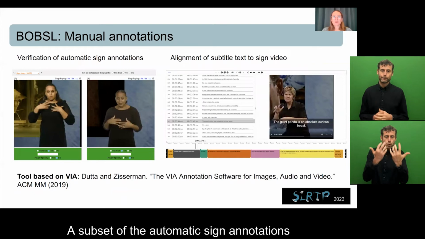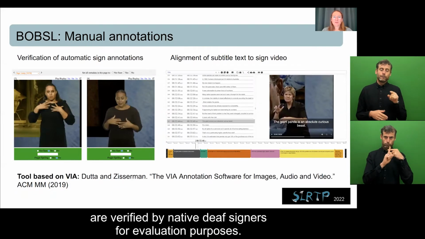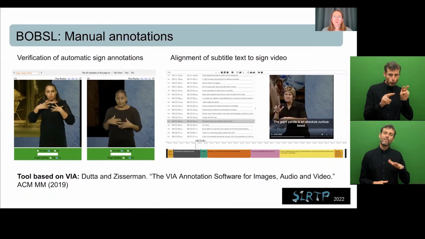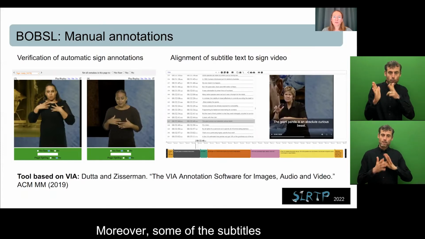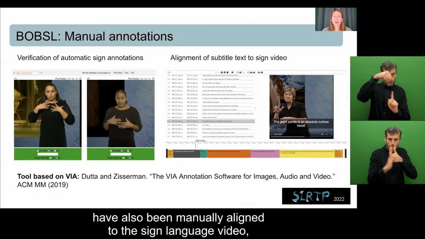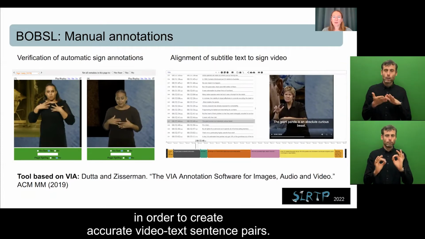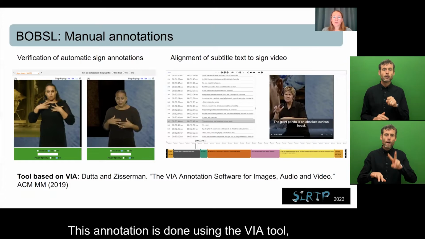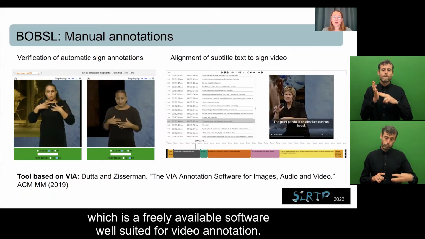A subset of the automatic sign annotations are verified by native deaf signers for evaluation purposes. Moreover, some of the subtitles have also been manually aligned to the sign language video in order to create accurate video text sentence pairs. This annotation is done using the VIA tool, which is a freely available software well suited for video annotation.